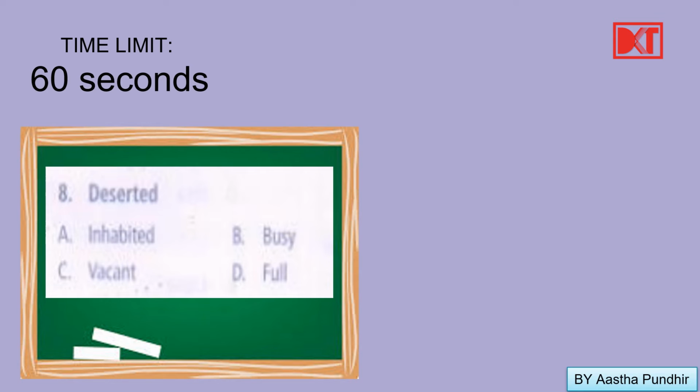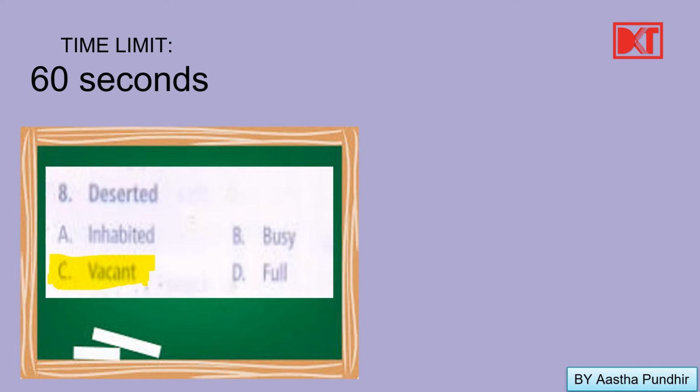Okay, the next word is deserted. The options are A, inhabited, B, busy, C, vacant, D, full. Here the correct answer is C, vacant, which means something that is empty, where there are no people.